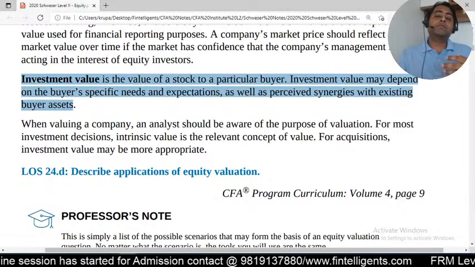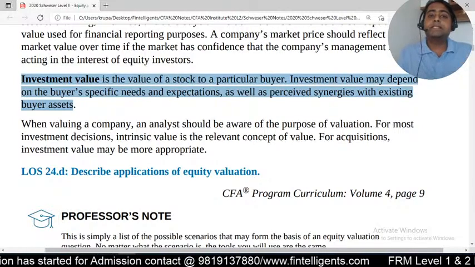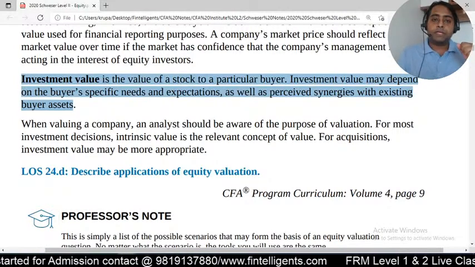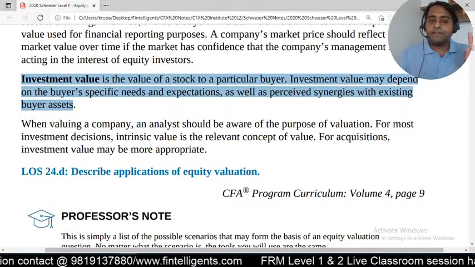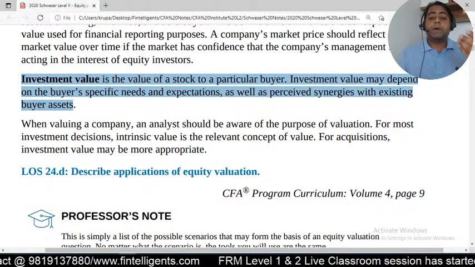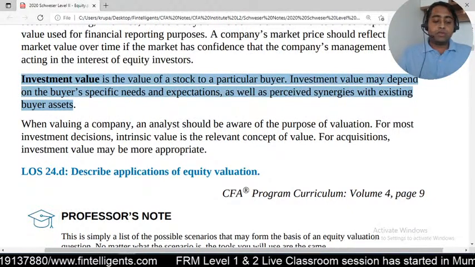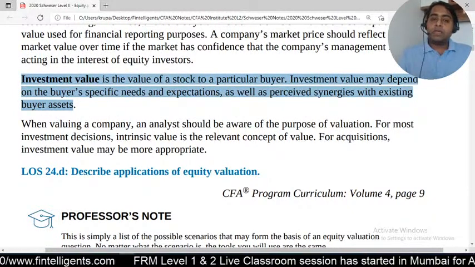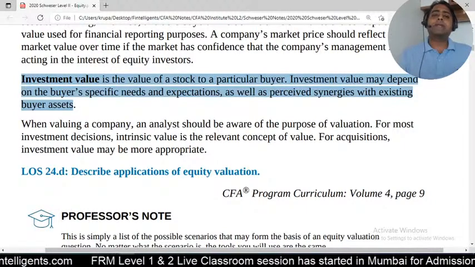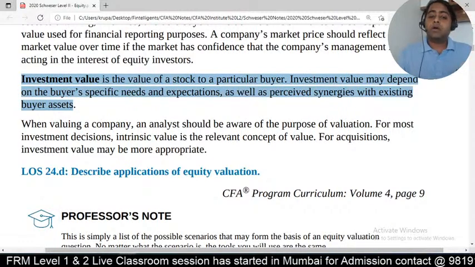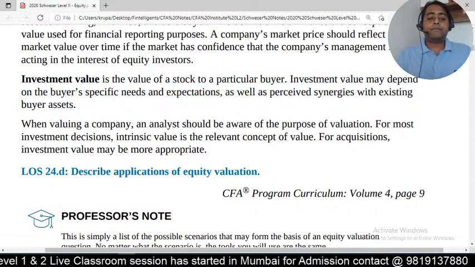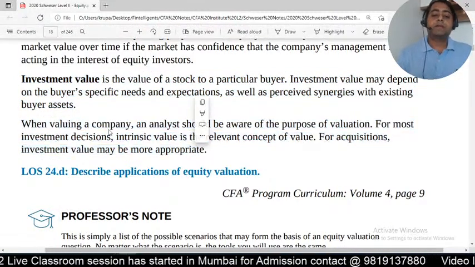If you want to purchase, if you wish to get the major equity portion of the company, then you might be willing to pay something extra also. That is also fine with you. Okay, so it depends upon the purpose of your calculation. Okay, if the purpose is very simple and straightforward, and you see the benefit also very high, you might be willing to pay extra also. Read this part, the last paragraph.